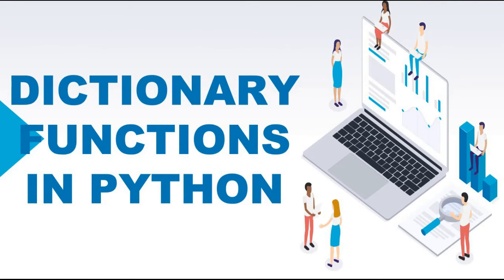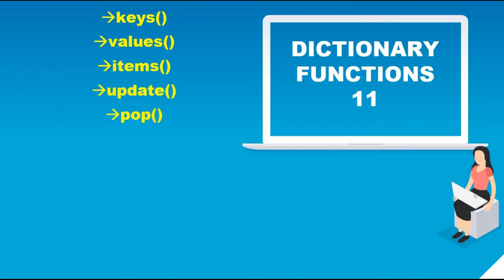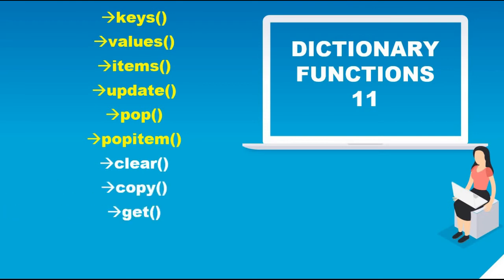Okay, let's see what functions are available in a dictionary. There are 11 functions in a dictionary. The first one is keys, next values, items, update, popitem, clear, copy, get, fromkeys, and setdefault. In this video, we are going to see only the first 6 functions: keys, values, items, update, pop, and popitem.